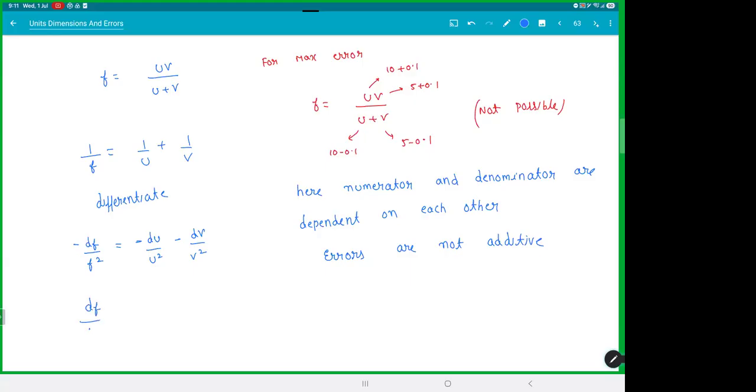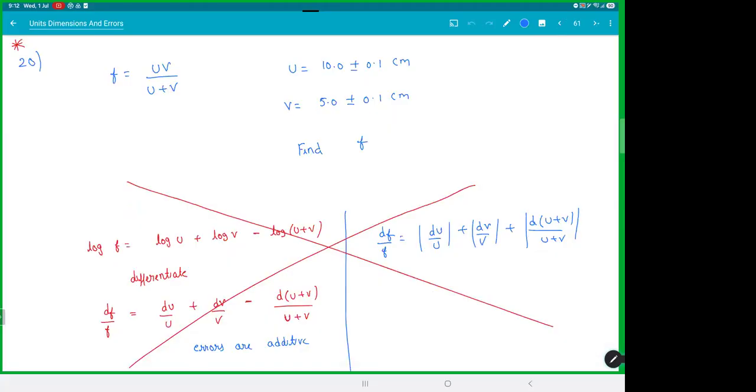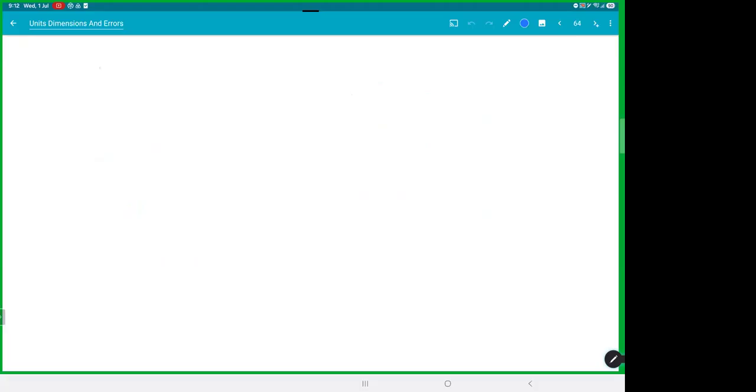So we get df by f square, or df is equal to f square times du by u square plus dv by v square. That's your error, everyone. So you have to find a way somehow to separate u and v independent of each other, because now whatever the value of u, v will not interfere with this. Is that clear, everyone? Now let's just substitute the values there. So just be careful with dependent and independent errors.